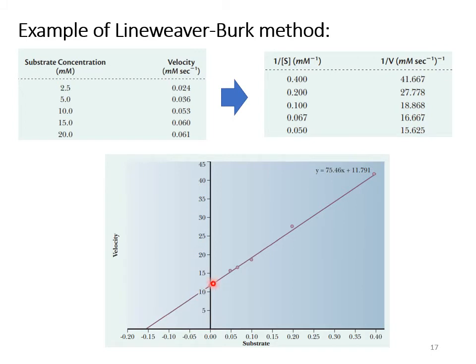get Vmax is 1 over the y-intercept, which in this case would be 1 over 12, because here the y-intercept is 12. That would give you a Vmax of 0.083 millimeters per second to the negative 1 power, okay?